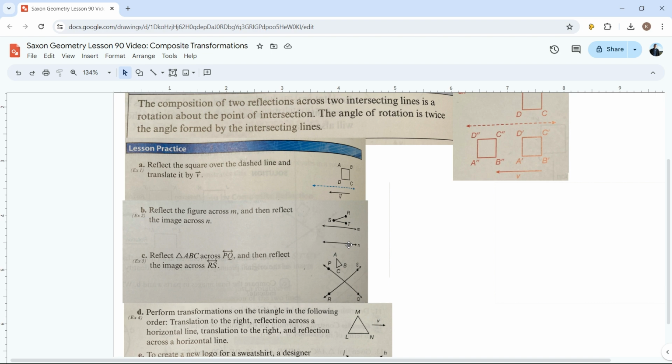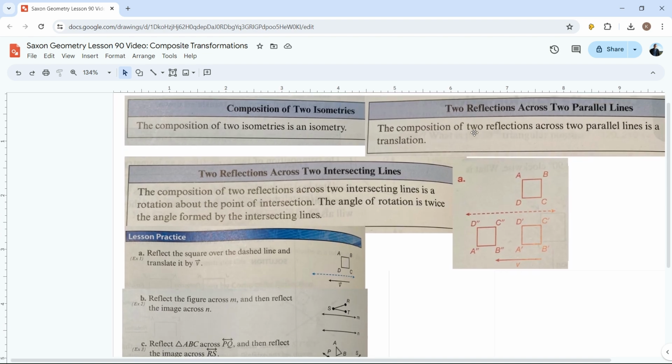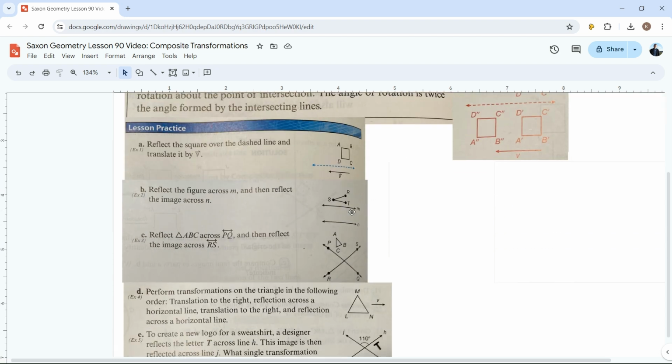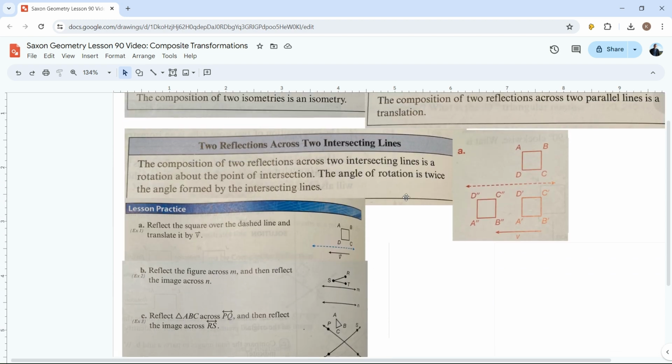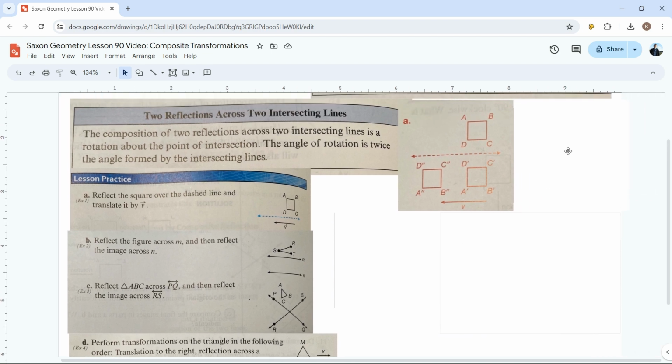We should end up, according to our rules up here, with the composition of two reflections across two parallel lines like M and N being a translation. So we should end up with the exact same shape RST and the exact same orientation, just slid down below line N. Let's see what happens when we do this.